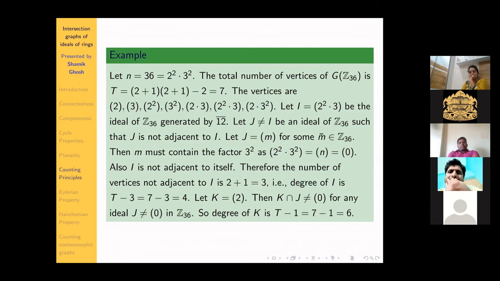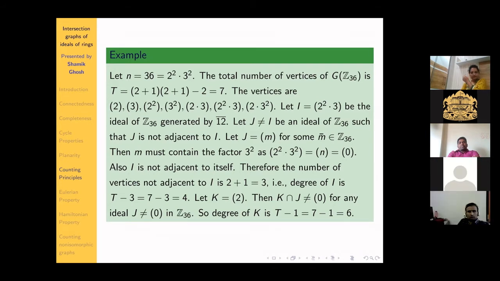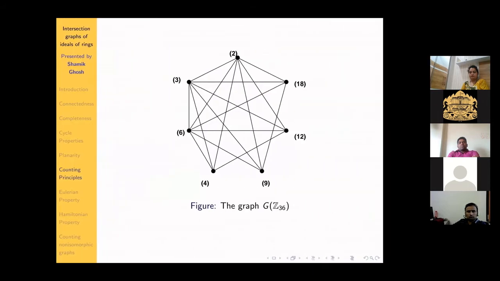So in this way, you can calculate the degree easily. But in the other way, if you consider the ideal k generated by 2, you see that excepting k, all others are adjacent to this vertex. So its degree is just 7 minus 1, that is 6. Let me see whether the figure is here. Yeah, the figure is here. You see that for the 12, there are 4 adjacent vertices: 2, 3, 6, and 4.